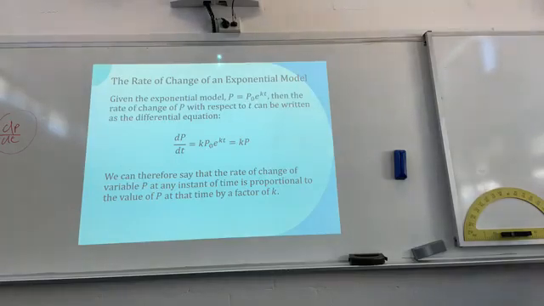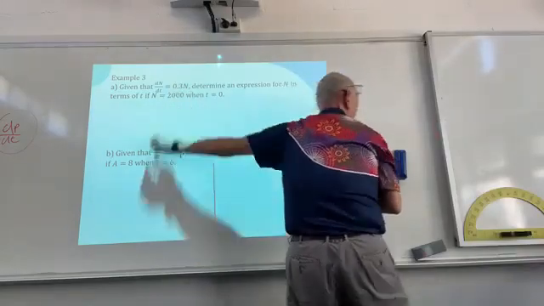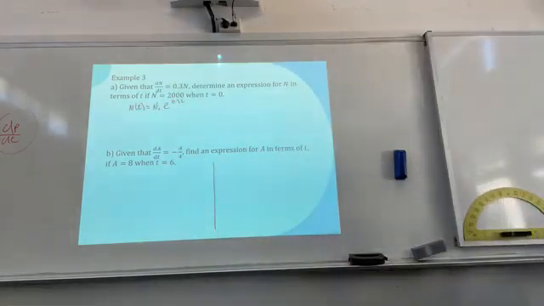It makes life a little bit easier. Alright, two more examples to go. Happy with that? Let's go on to the next one. Given that dn/dt equals 0.3n, determine an expression for n in terms of t if n equals 2000 when t equals 0. Now what is k in this situation? 0.3. If you're given dn/dt, straight away identify this as k. Once you identify that as k, you can just write out n(t) is n naught e to the power of 0.3t.